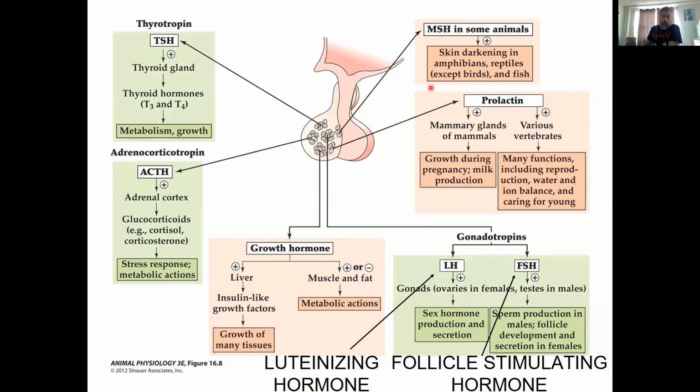And then finally, prolactin, again, depending on which kind of animal you are. If you're a mammal, this acts on the mammary glands for milk production, not milk release, that's a different hormone, but milk production. In vertebrates, just in general, it plays various roles in reproductive behaviors, water balance. It plays a small role in some animals with regard to care of the young, stuff like that.